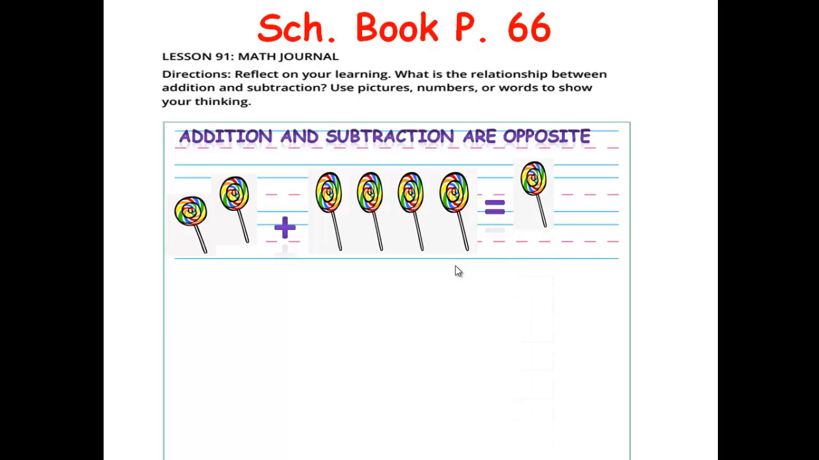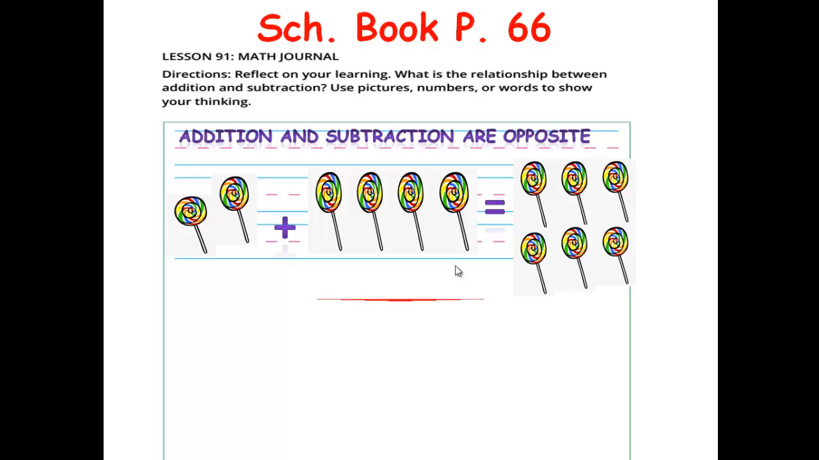1, 2, 3, 4, 5, and 6. Very good. So this is the first fact family of adding 2 and 4. Then it will give me the whole number 6. Now please put a line.